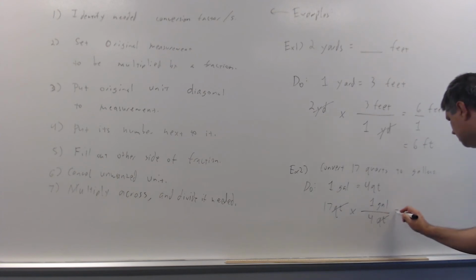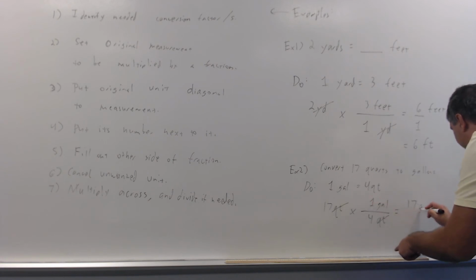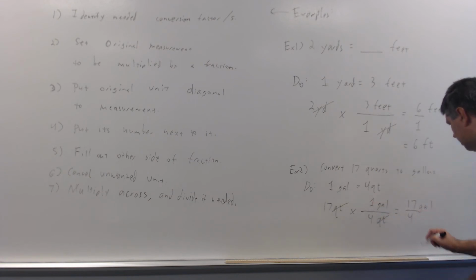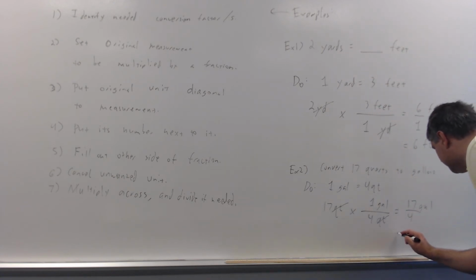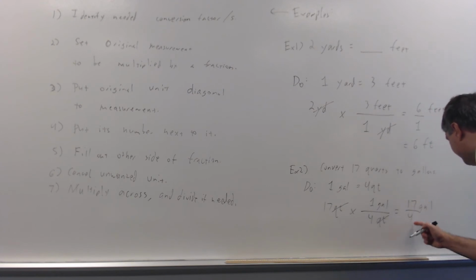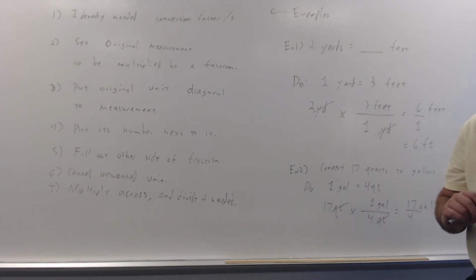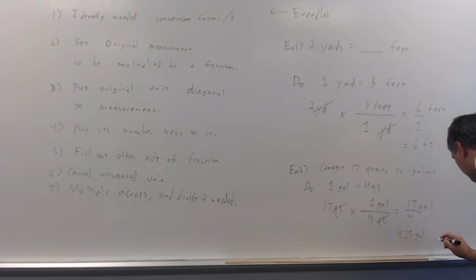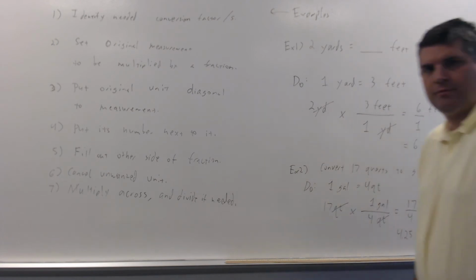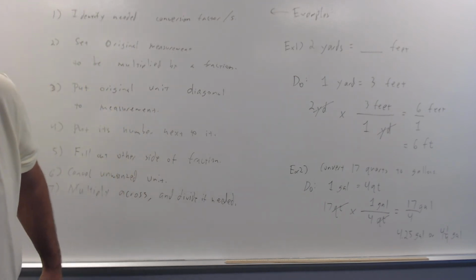Done. Then multiply across. 17 times 1 is 17. The gallons is unaffected, and the 4 is still there. So what this means is 17 divided by 4. I'll do this on my calculator. Okay, 4.25 gallons, 4 and 1/4 gallons. And that's the premise of what you're going to be doing.